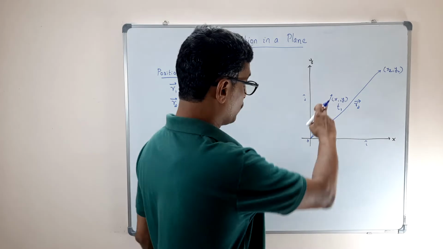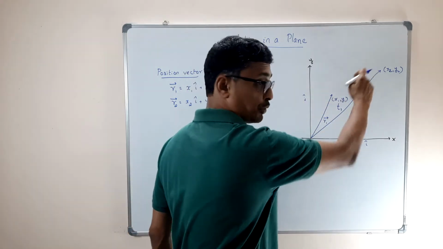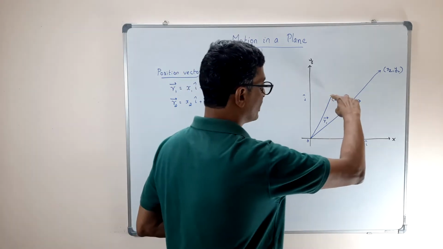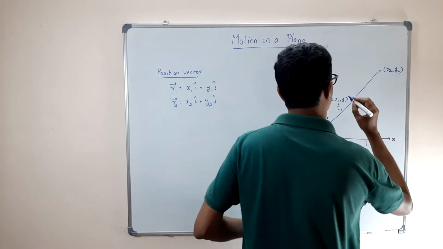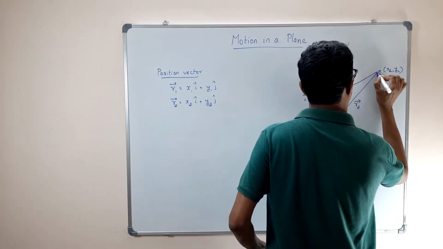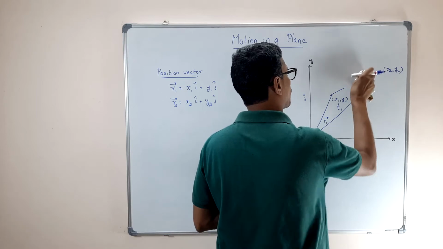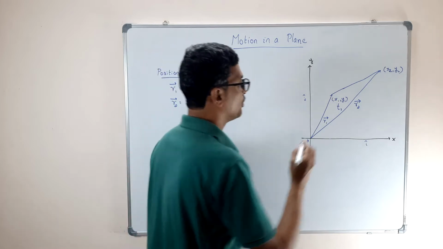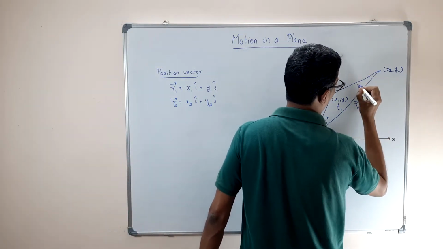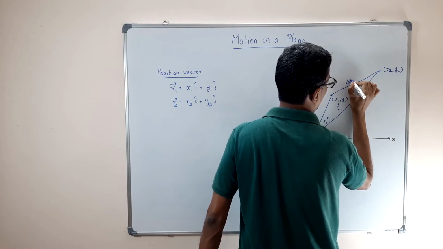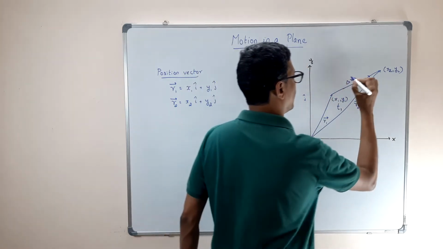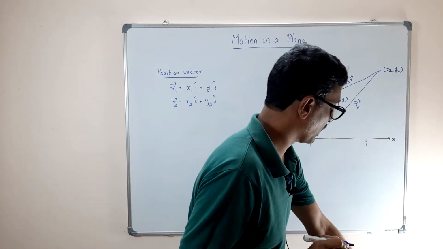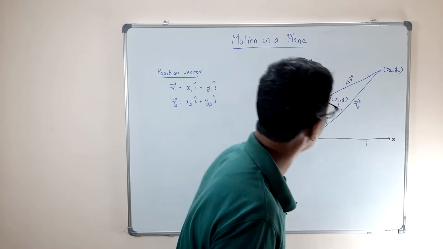Now, this was the initial position, and this is the final position. Can you tell me what the displacement is? You need to take the shortest distance. This is the distance, right? So this is the displacement. Let me call the displacement delta R. Okay, this is also a vector. Am I right? This is the direction it has moved.